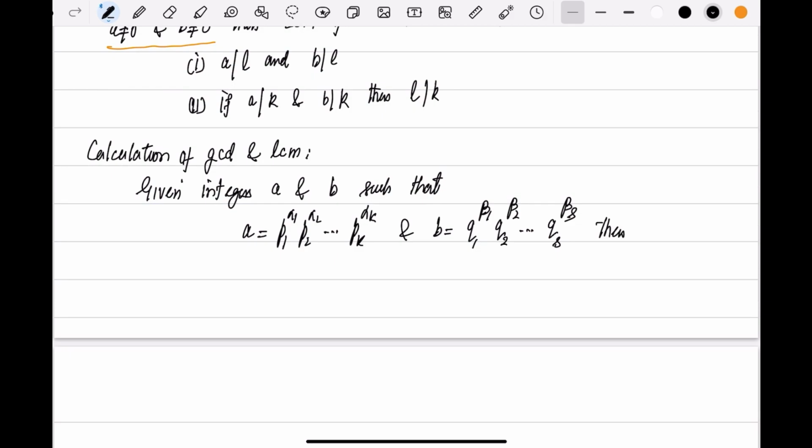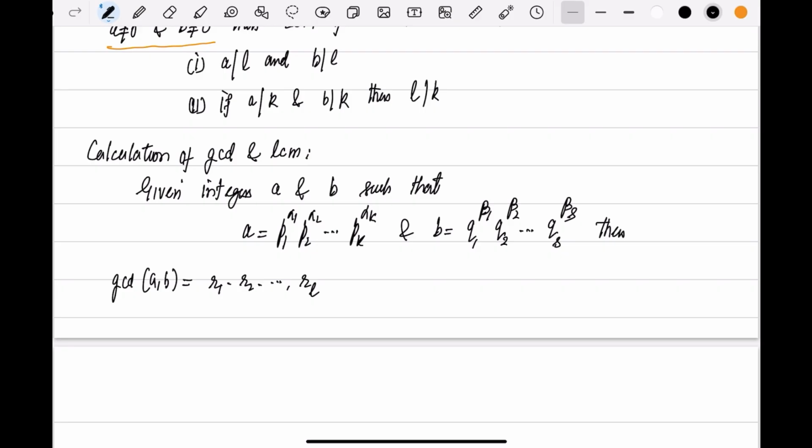Then this GCD of a comma b is equal to, now as we know the GCD is the greatest common divisor, so here we pick up the common divisors. We first pick up the common prime numbers from these pi's and qi's. Suppose the common primes are r1, r2, and so on, up to rl. These are the common list of prime numbers that appear both in a as well as in b. Now these ri's may be some pi's and some qi's, but they are available in the factorization of a as well as in the factorization of b.